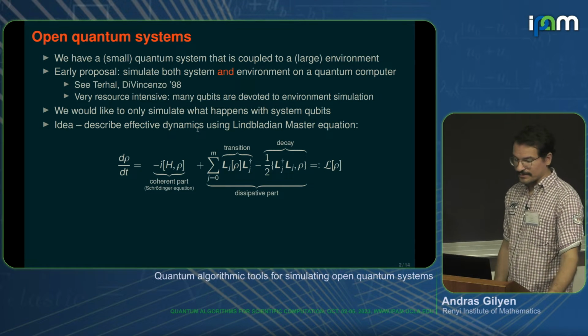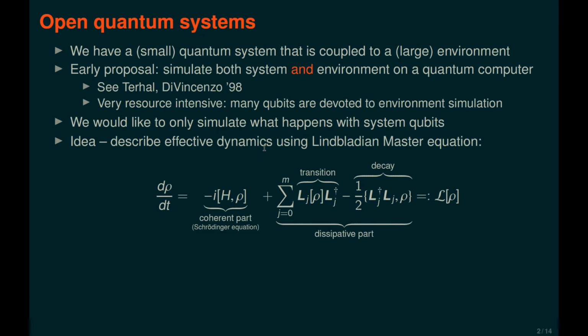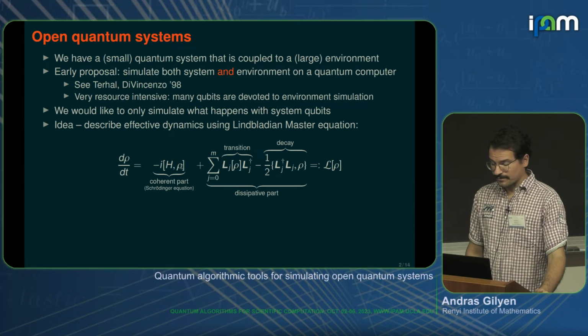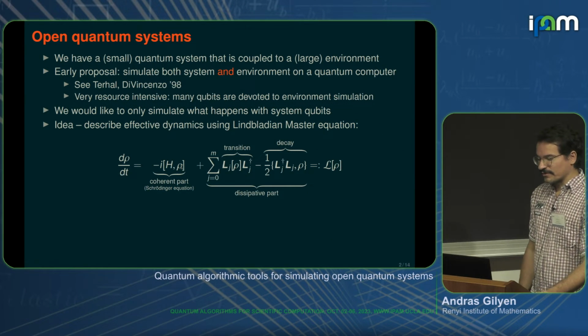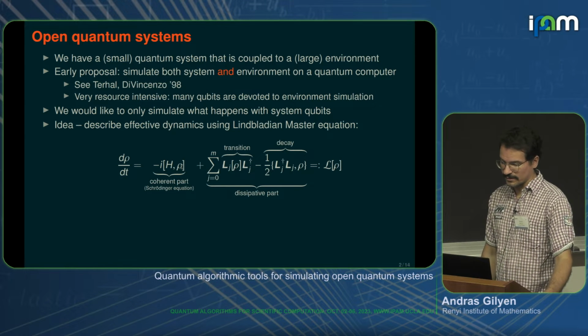And this is an equation that describes the time evolution of your mixed state rho, your density operator. It has two parts. The first part is really just the Schrödinger equation expressed in this density operator formalism. So the first thing is the coherent part, but that you already know how to deal with. So in this talk, I will focus mostly on the dissipative part, which is describing these losses and incoherencies that come from interaction with this large bath.